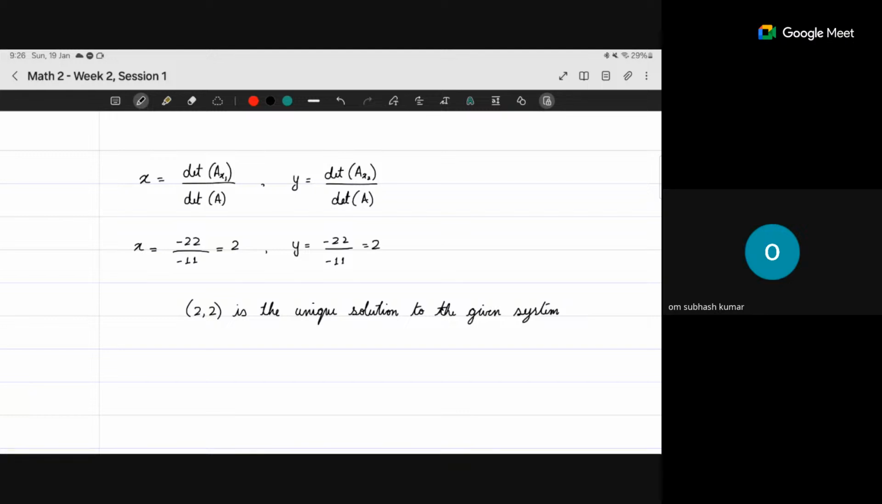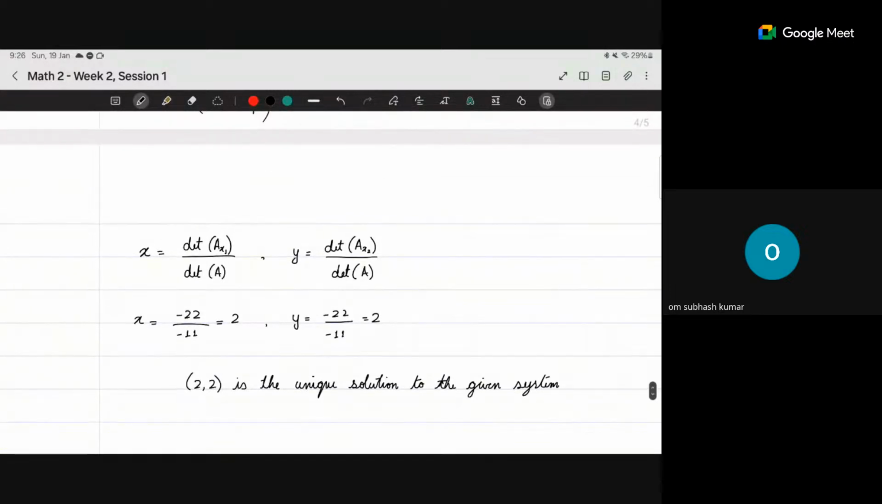So the ith altered matrix, by ith altered matrix I mean replacing column i by the constant vector. The determinant of the ith altered matrix divided by the determinant of A will give you the value of the ith variable in general. If it is an n cross n matrix, you will have n of these ratios corresponding to the n variables that you have to find.